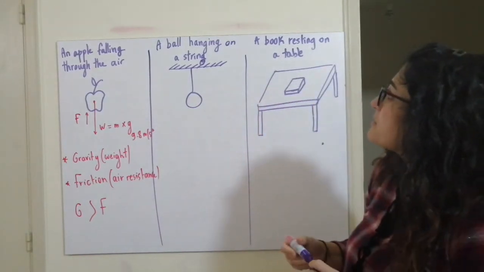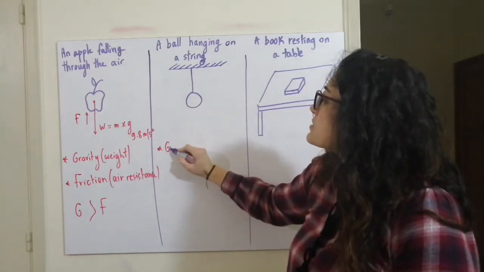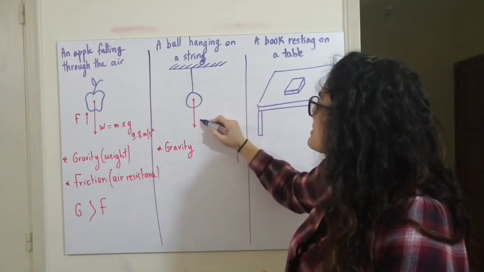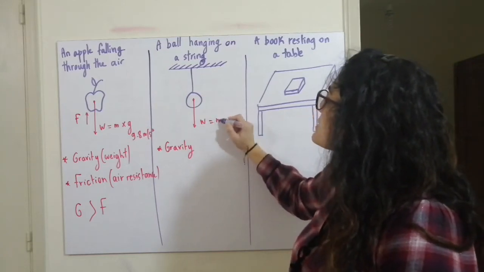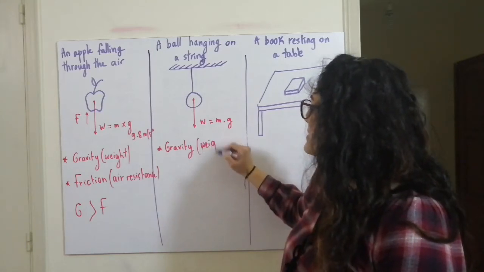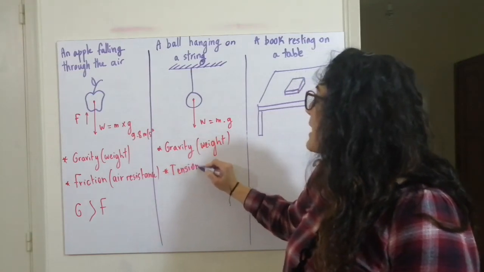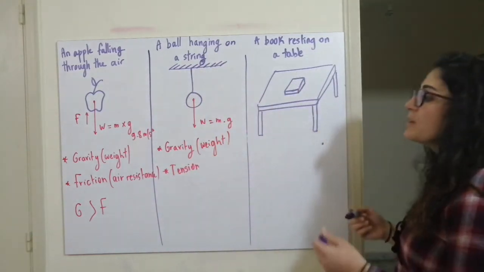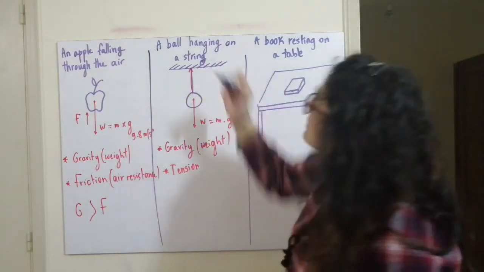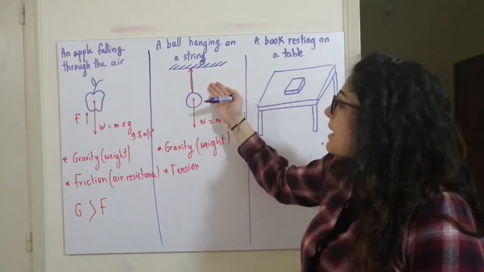In the second one, we have a ball hanging on a string. What are the two forces? It's also gravity. This is the weight of the ball, which is equal to m times g. And we also have, in this case, the tension. Whenever we have spring or string, we have a tension. This tension is also vertical, but it's going upward.